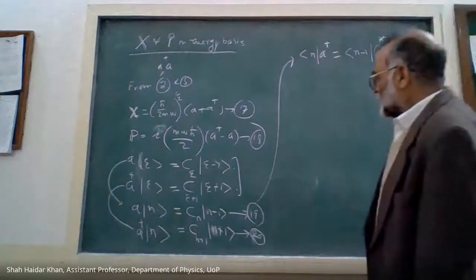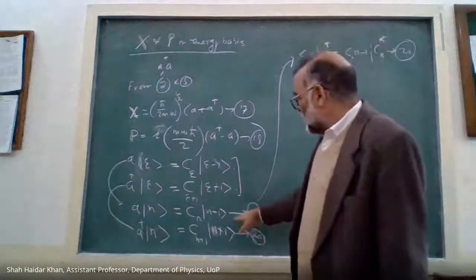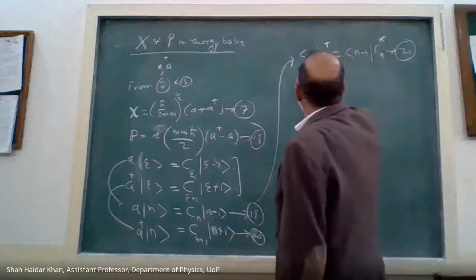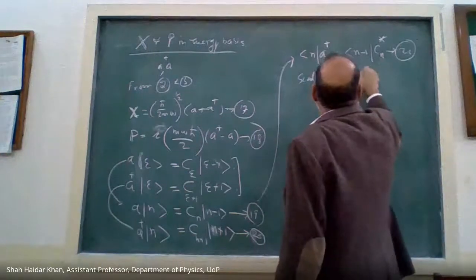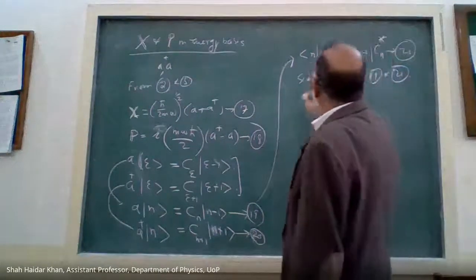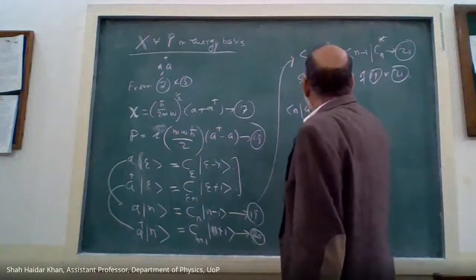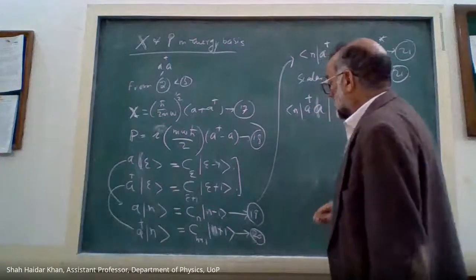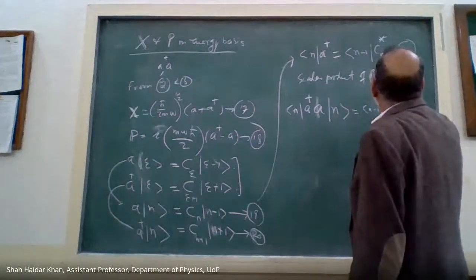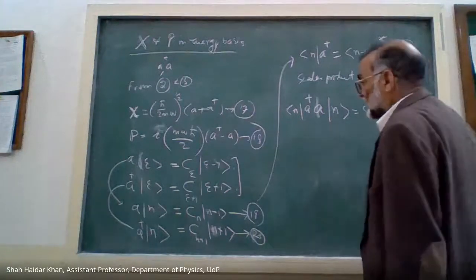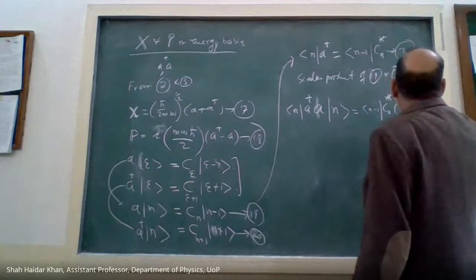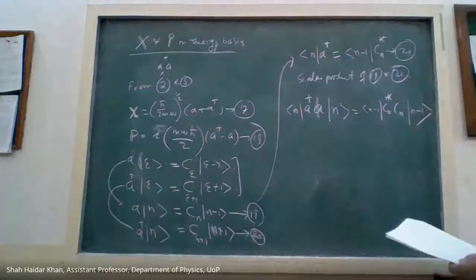Right? Now let us take the dot product, the scalar product of equation number 19 and equation number 21. Let us take the scalar product of it. Scalar product of 19 and 21. So it will be like this: the bra of n with A dagger, and A acting on the ket n, and this will be equal to the bra n minus 1, C_n star, and the ket n minus 1, right?